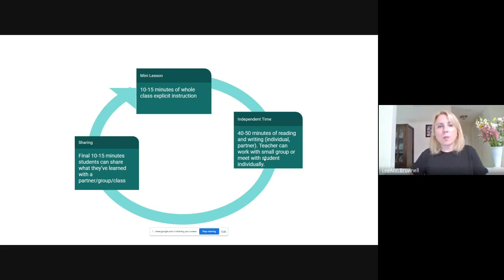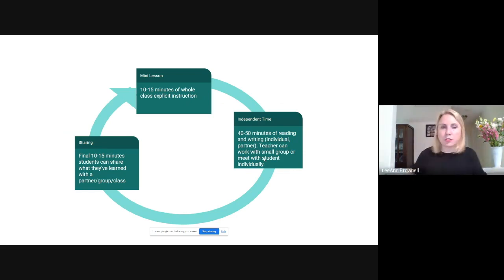So this is just an example of what a workshop would look like. It does recommend 10 to 15 minutes of whole class explicit instruction. So that would be the teacher doing the actual teaching. And then there would be independent time. So this is 40 to 50 minutes of reading and writing. You could do this individually. The students could work in partners. At this time, depending on levels, the teacher might be conferencing with students. They could be working in small groups, or they could have that opportunity to be meeting individually. I guess I said that with conferencing.